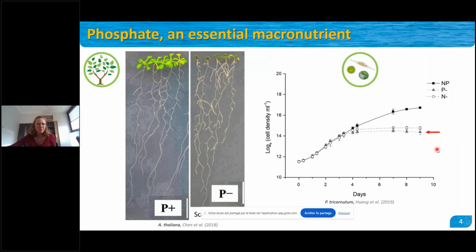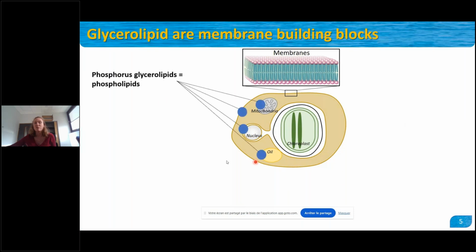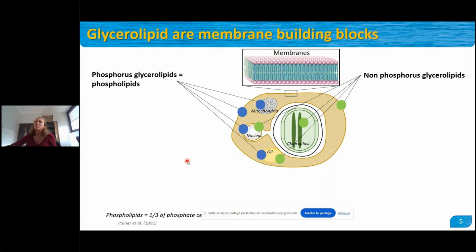So what is the link between phosphate and lipids? Glycerolipids, as you all know, are the membrane building blocks, and phospholipids are phosphorus-containing glycerolipids. In plants, they can represent one third of the phosphate cell reserve, so it's a really abundant reserve for the cells. But plants and algae contain different glycerolipids that don't contain phosphorus, and they are not neutral lipids. They are glycolipids, and they are essential for the thylakoid membranes.